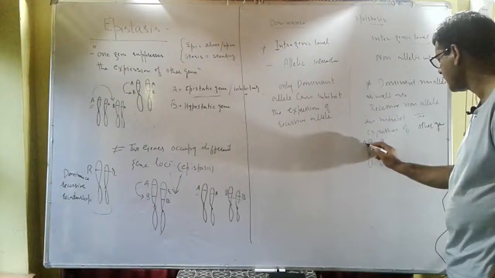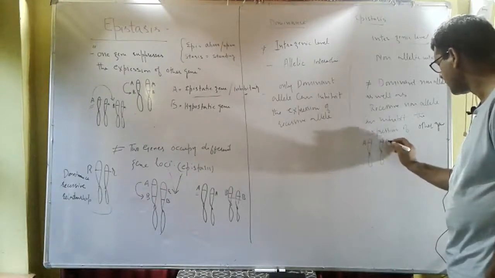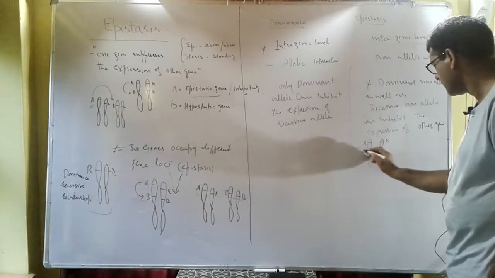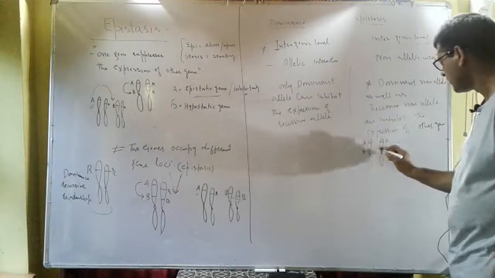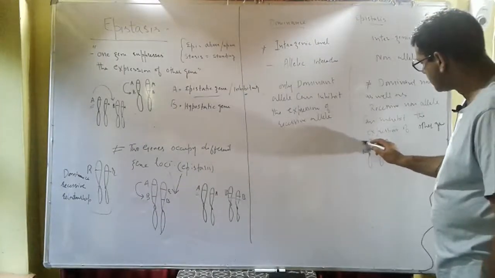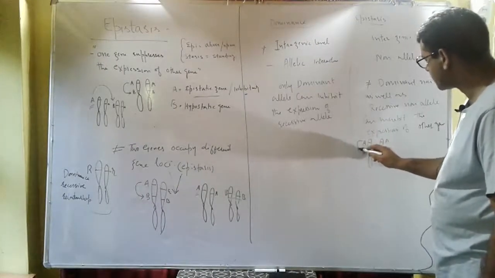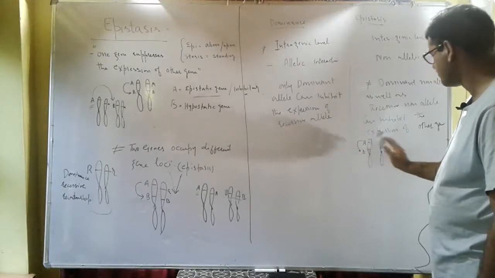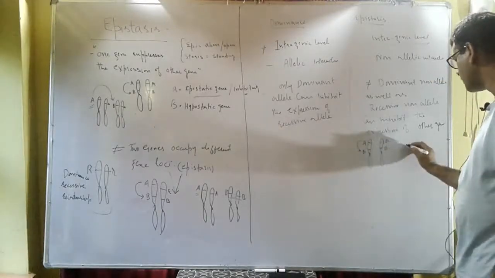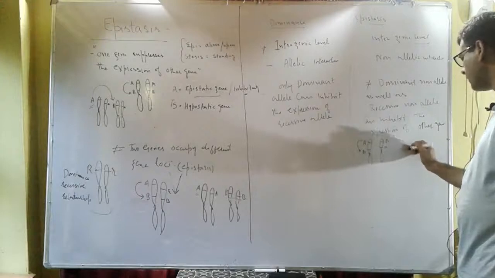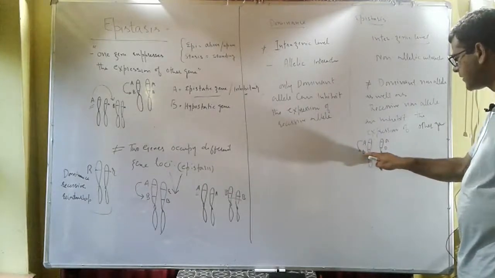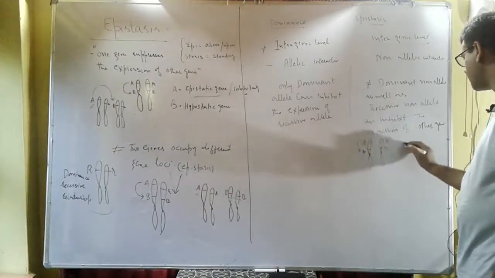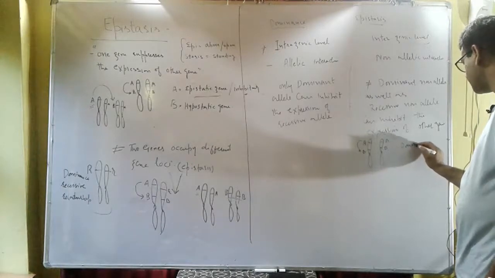We have this A and A. This is B and B. This A is the dominant allele. It can inhibit the expression of B. So when the dominant allele inhibits the expression of the other gene, that is called dominant epistasis.